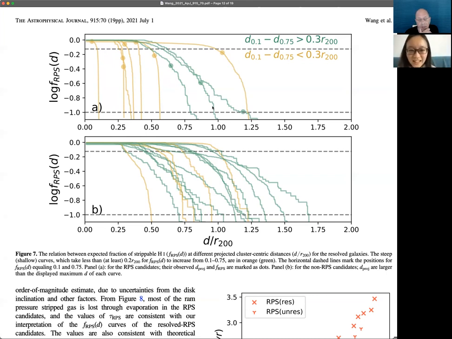Another time scale we can draw from this curve is from the two intersect points between the lower dashed line and the top dashed line. The distance between the two intersects marks the distance a galaxy would travel between the onset of ram pressure stripping and the stage where the majority of the H1 gets stripped.